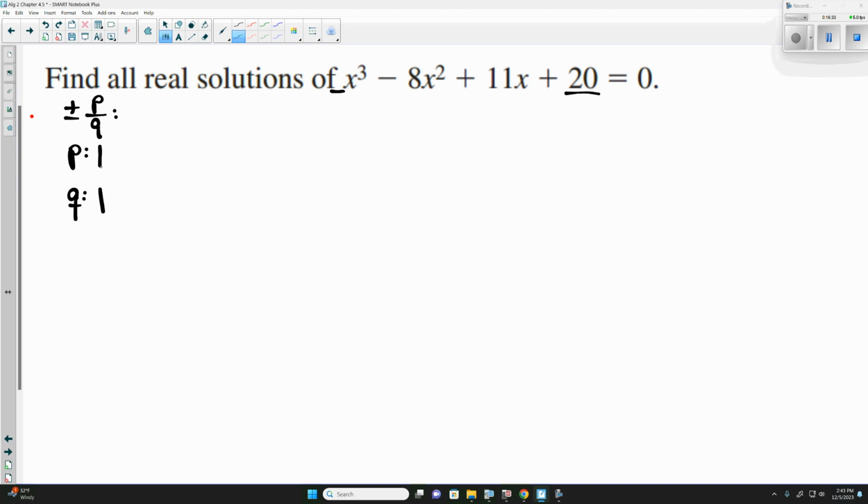Now, the factors of 20 are a little bit more than 1, because the first ones we would have are 1 and 20. The next ones we have are 2 and 10, and then 4 and 5. So 1 and 20, 2 and 10, 4 and 5 are all the factors of p. Questions on this so far?